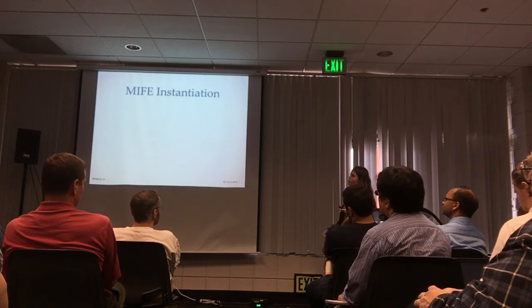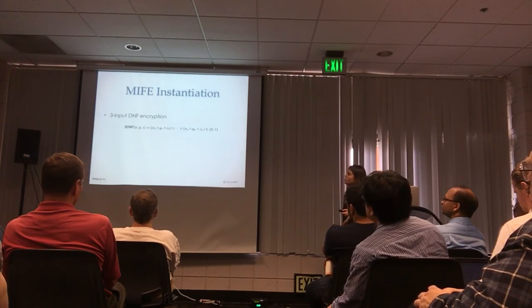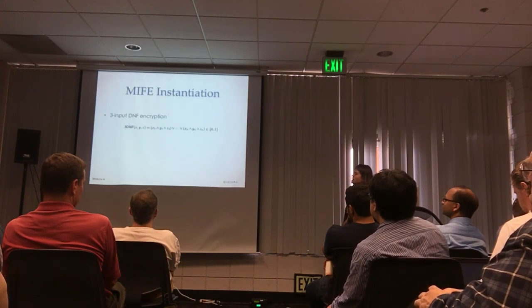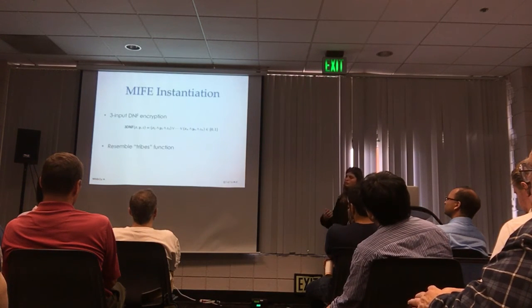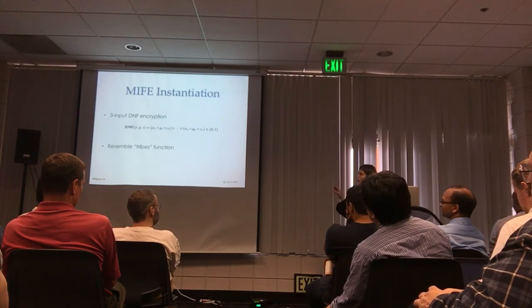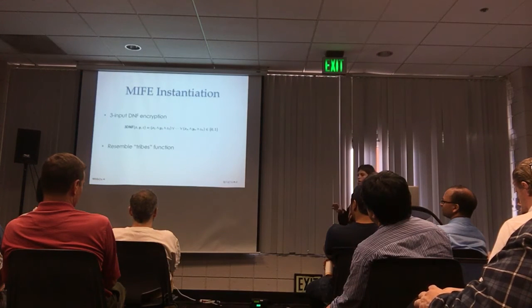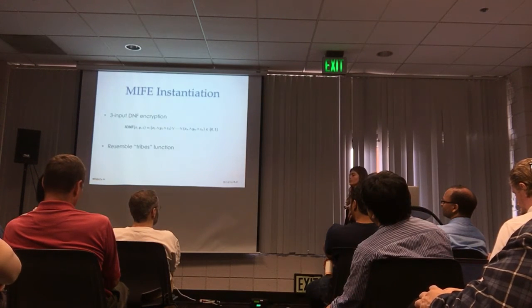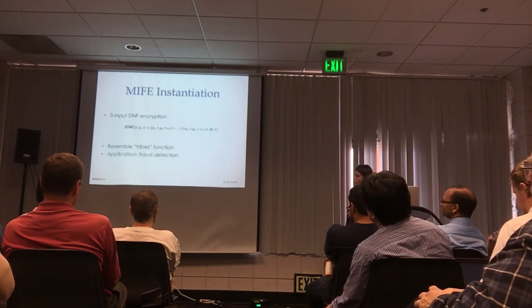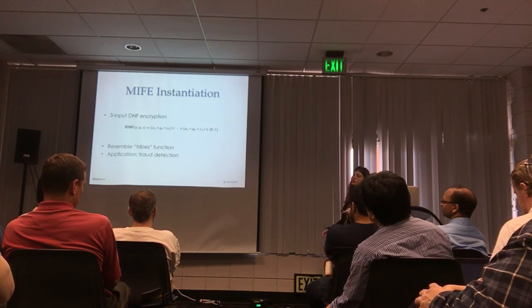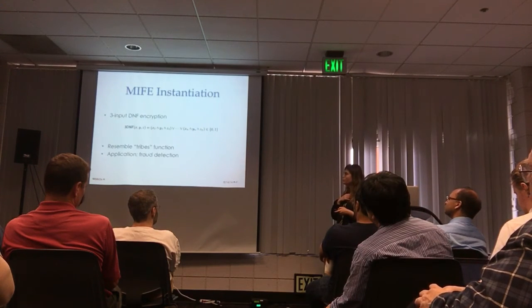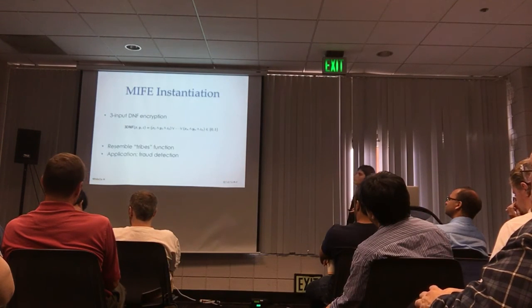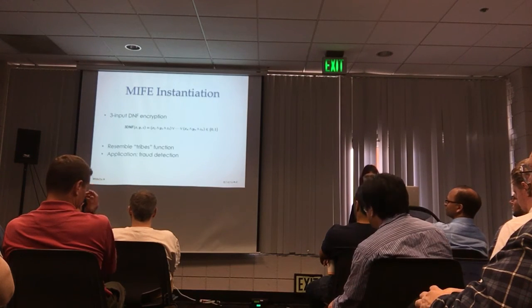We also had one more instantiation of MIFE, which is basically 3 DNF formulas of this form. We looked at it because it resembles the point function, which has been very useful in different contexts, including constructions for witness encryption and obfuscation. For some particular applications, you can define a fraud detection scenario where this function would be useful. So this was another instantiation of multi-input functional encryption that we implemented.